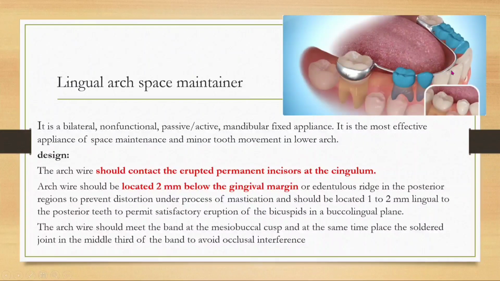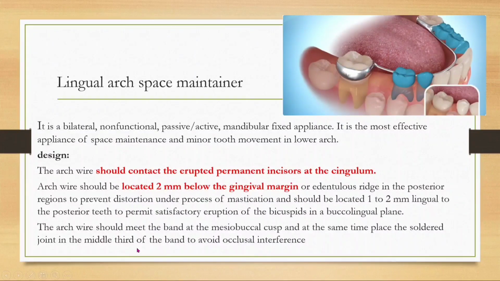Then, over the edentulous ridge in the posterior region, it should be located to prevent distortion in the process of mastication, and should be located 1 to 2 mm lingual to the posterior teeth, permitting satisfactory eruption of the bicuspid. It should not interfere with the premolar eruption. And the arch wire should meet the band at the mesiobuccal cusp, and at the same time the soldered joint should be placed in the middle third of the band to avoid occlusal interference. It should not come to the incisal or occlusal side; it should be at the middle third of the band.